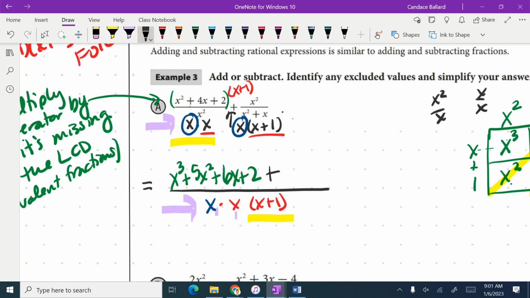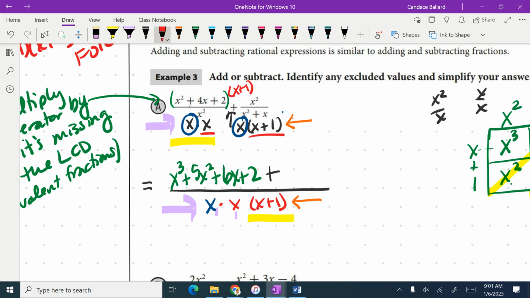Now we're going to do the same thing here. It's going to be a little bit simpler because I've got a monomial numerator, okay? So I'm going to look. I'm comparing this denominator to that entire denominator. So I've got a blue x and a red x plus 1. What's missing from here?